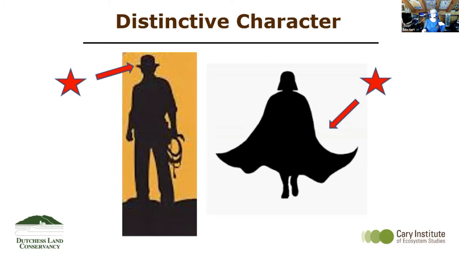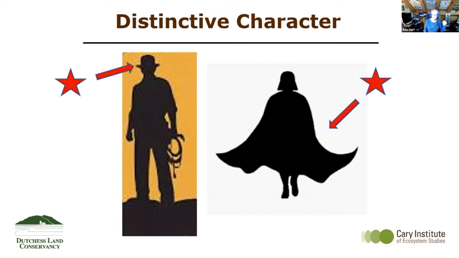So here's an example. I don't have to tell you who these guys are. And this is the notation we're going to be using when we get into our tree identification later on. Stars and arrows, you'll see them pointing at those distinctive characteristics that we want you to take special note of. So I don't have to tell you this is Indiana Jones. You know that hat, don't you? And I don't have to tell you that's Darth Vader, because who else wears a cape like that? Okay, his hat's pretty distinctive too.